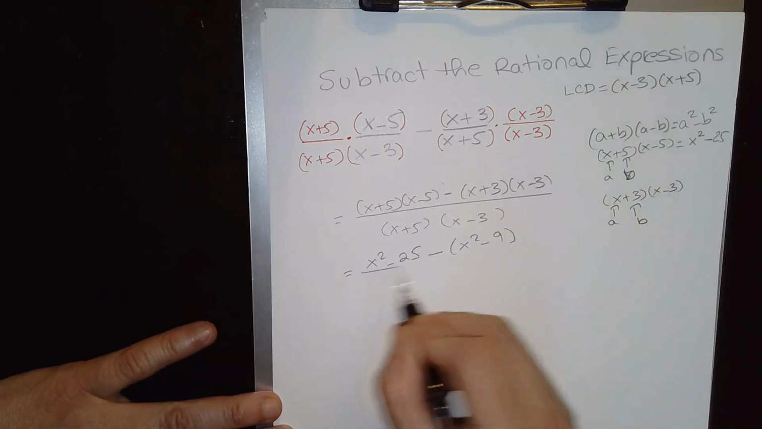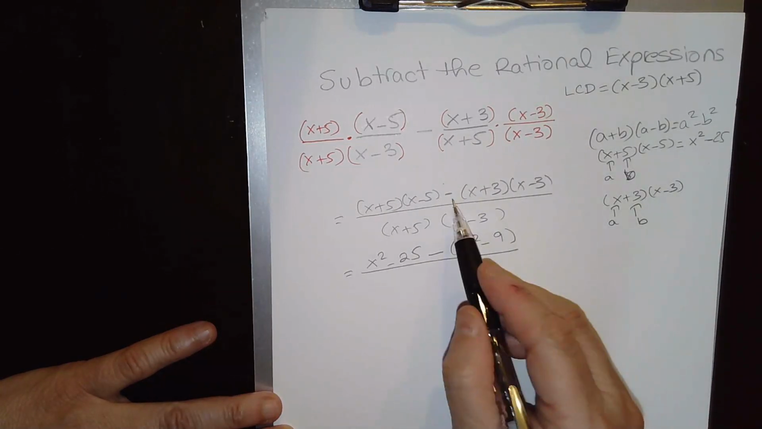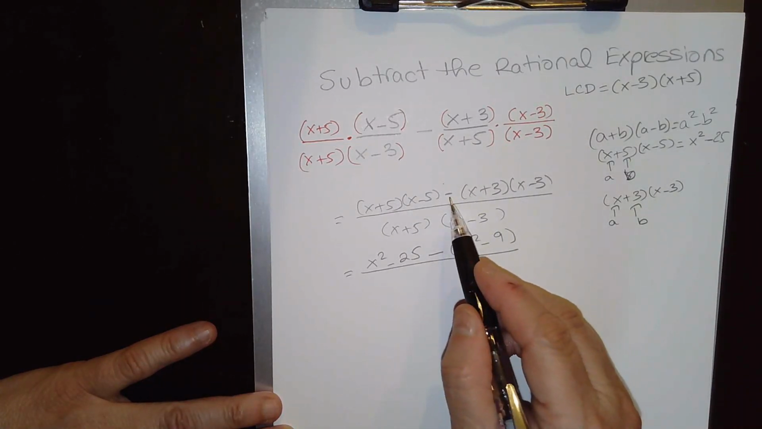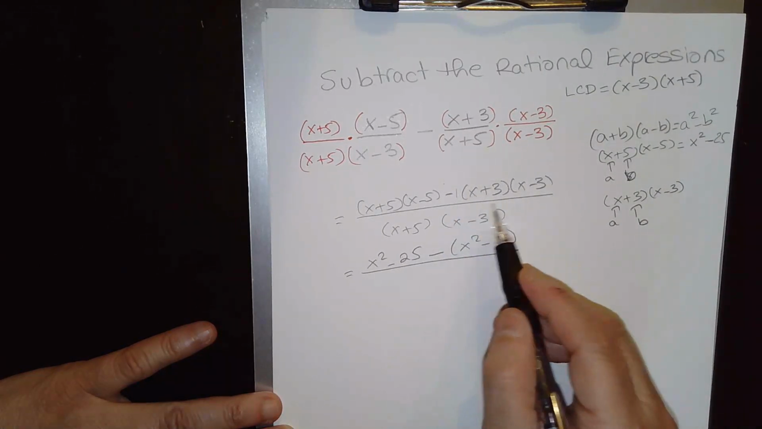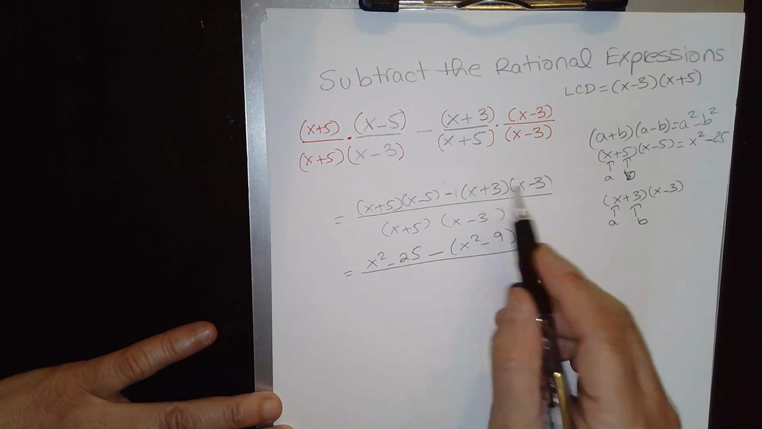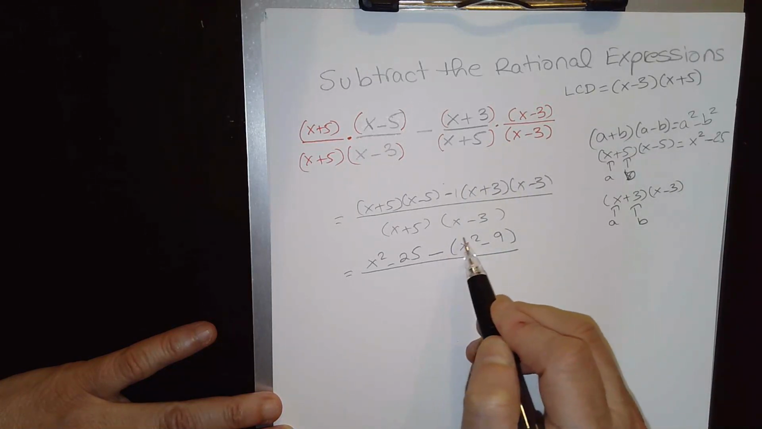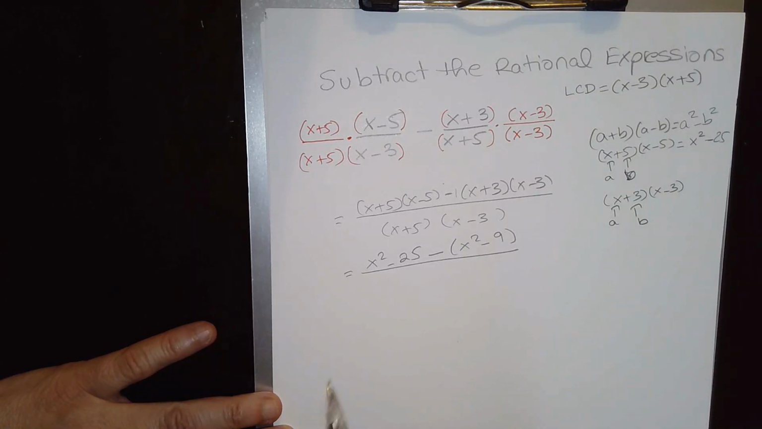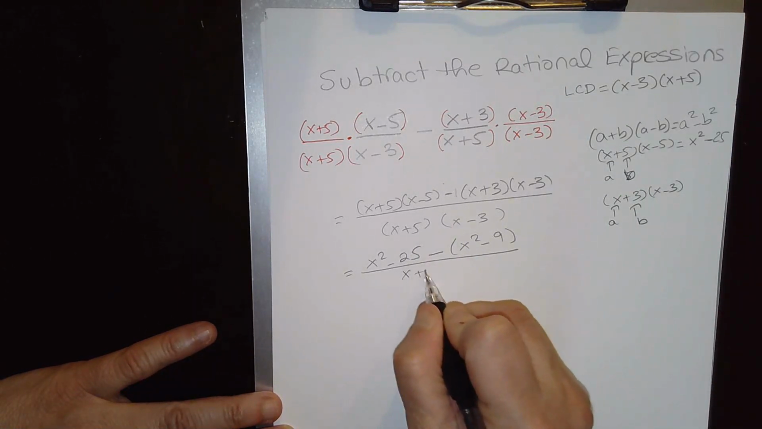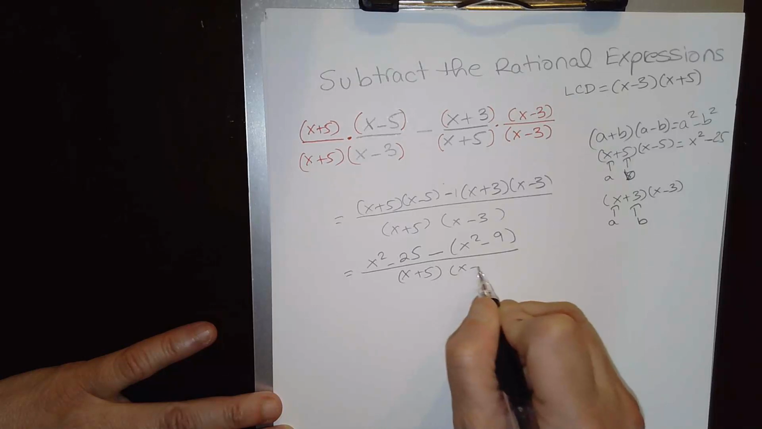If you notice, I put parentheses here because I have to. This is multiplied by an invisible 1, a negative 1 multiplied by all of this. So if you were to distribute, negative 1 is multiplied by x squared, and negative 1 is multiplied by negative 9. The denominator remained the same, (x plus 5)(x minus 3).